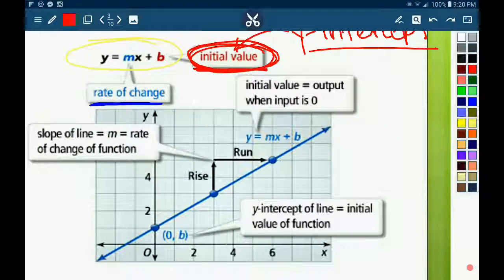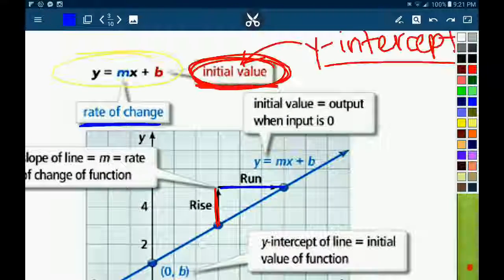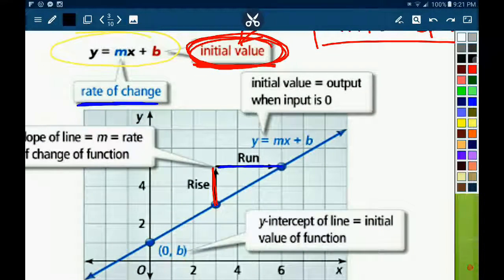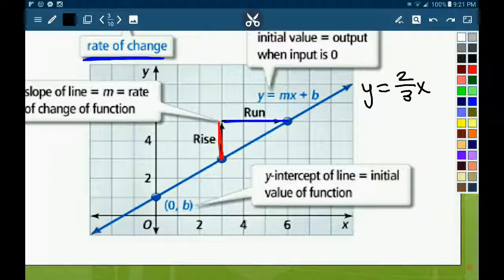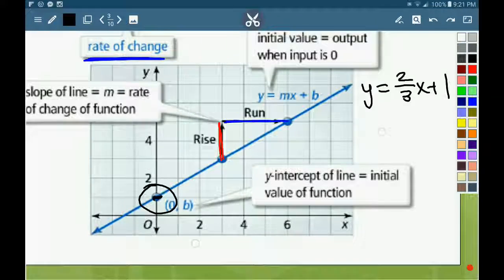If we take a look at this graph, you've got your rise and your run. I see a rise of 2, and I see a run of 3. I would be able to write y equals mx plus b, replacing the m with that rise of 2 and the run of 3. And then I'm going to notice my initial value, and again, the initial value is the y-intercept. Right here, this is the y-intercept at 1. So my equation would be y equals 2/3 x plus 1, just as a quick example for this line.